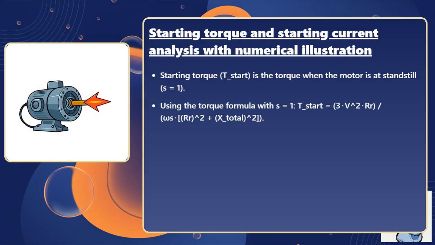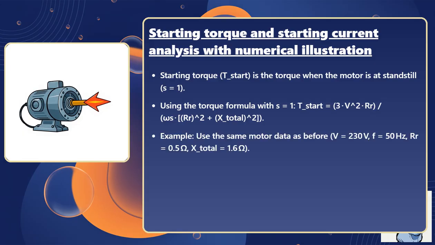Using the torque formula with S equals 1, T-start equals 3 times V squared times RR divided by omega S times the sum of RR squared and X total squared. Example: use the same motor data as before, V equals 230 volts, F equals 50 Hertz, RR equals 0.5 ohms, X total equals 1.6 ohms. Omega S equals 314 radians per second, K equals 504 as previously.